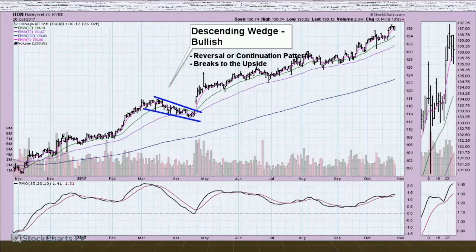This is the descending wedge. This is a positive chart pattern. When you see prices coming together here as they move down, that's a descending wedge. And so you're supposed to expect an upside breakout. And the 50 was above the 200. So my expectation would be that would have executed, and it did.